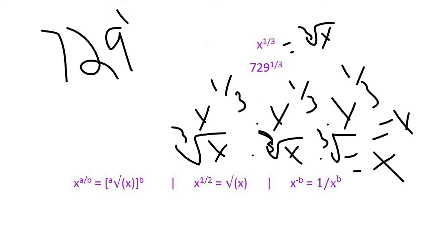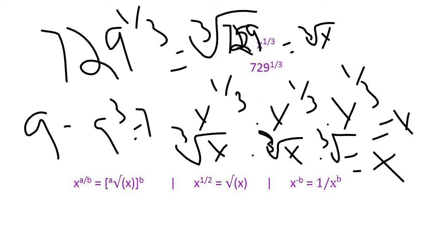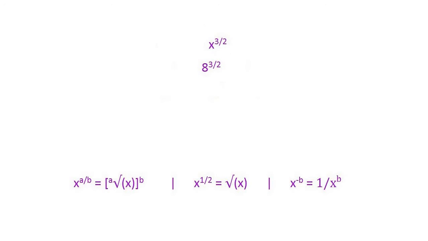So now we're looking at 729 to the 1/3. We can rewrite that as the cubed root of 729. Alright, now the cubed root of 729 is 9, and we know that because 9 cubed is equal to 729. Alright, now on to the last two example problems.